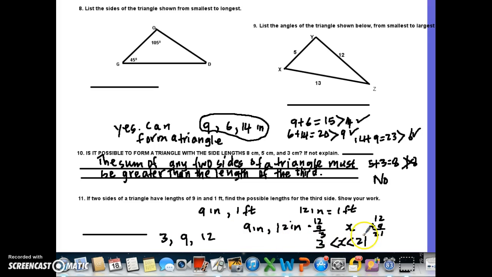At the other end of the spectrum, where we have 21 being the ceiling, could it be 21? Well, let's examine. They give us 9, 12, and now 21. Look what happened. 21 is the third side, and now 12 plus 9 is 21. Is that greater than 21? No. So it would have to be, let's say, 20, where 12 plus 9, 21, is greater than 20. That's why the answer here is a good answer, saying that the third side length x would have to be greater than 3 and less than 21.